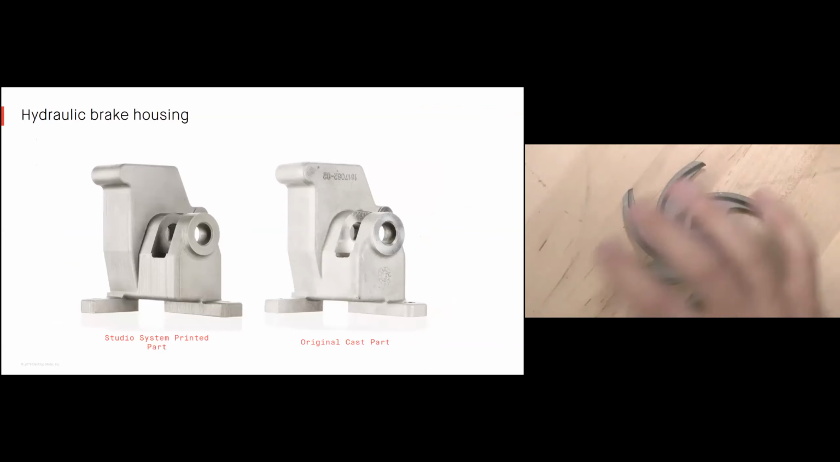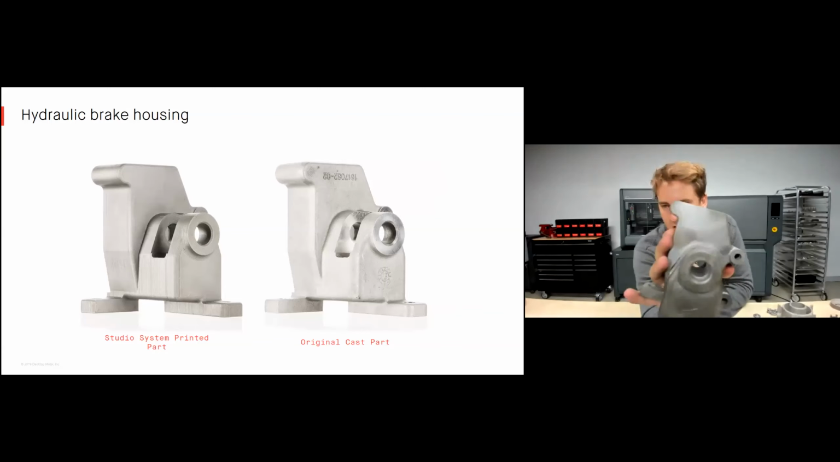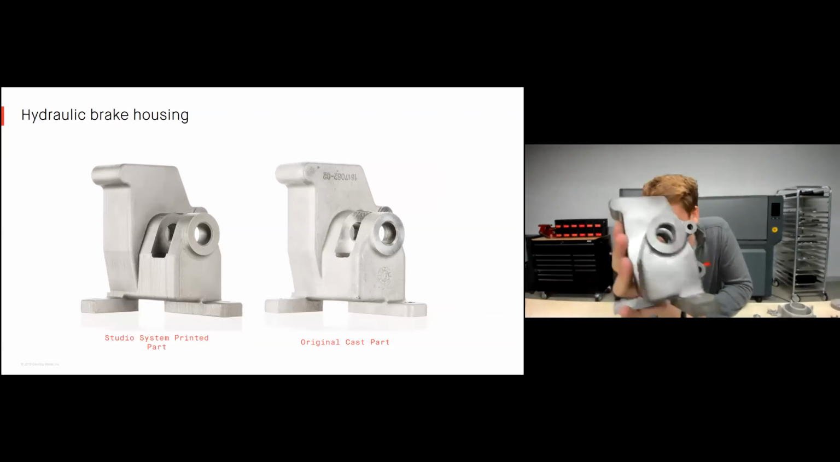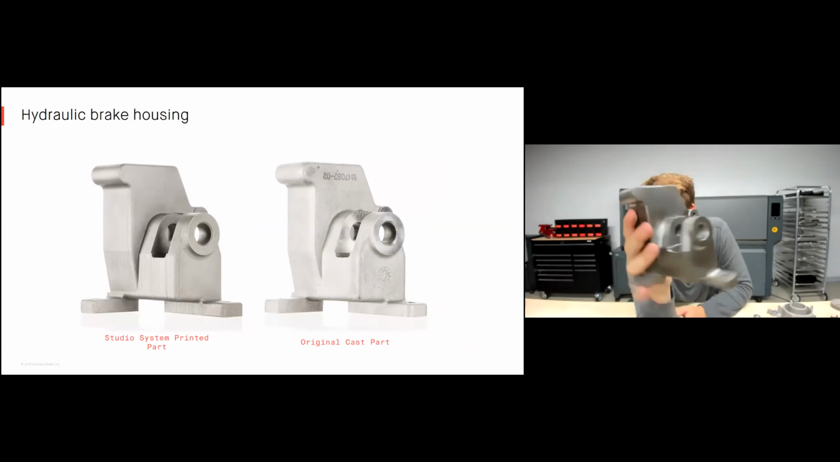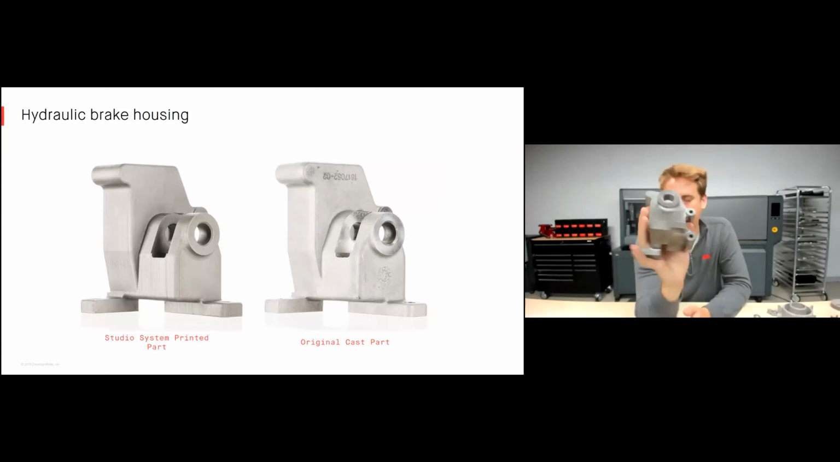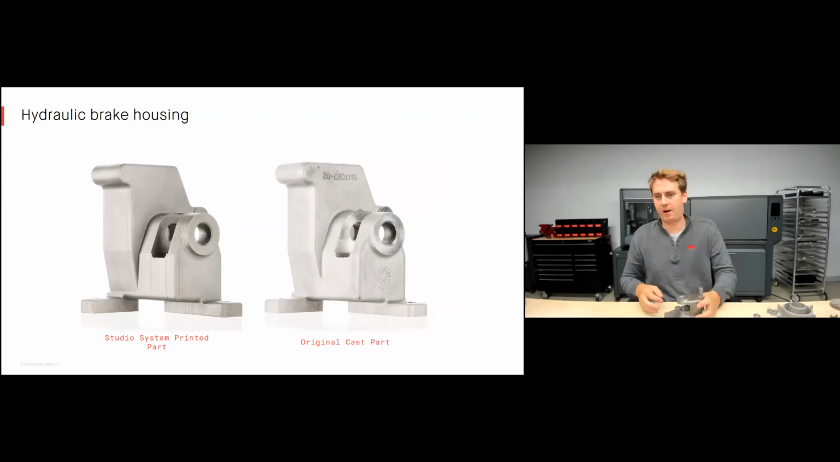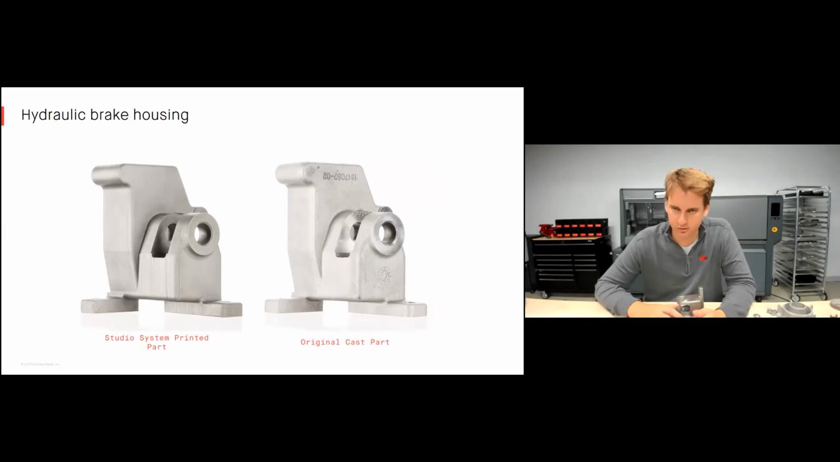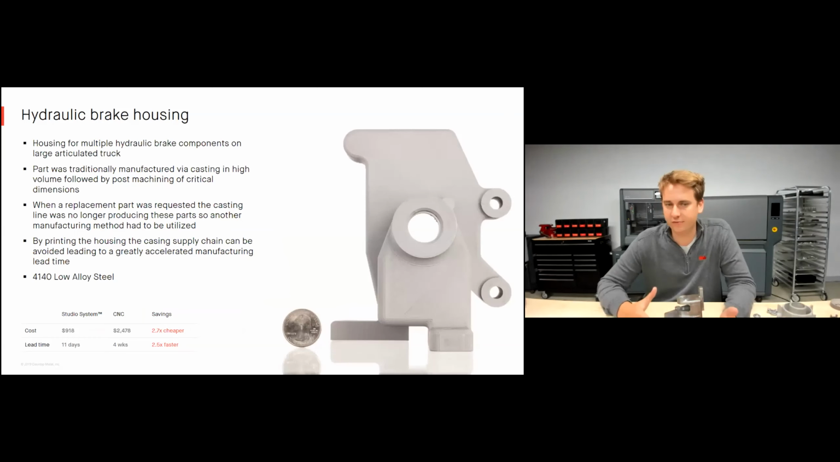Okay, hydraulic brake housing. So this is a great example of a part that, this one actually won't fit under my scope, so I'll flip my camera back to my front-facing camera. But this is a part that was an originally cast component that then needed to be replaced. They needed a replacement part, so they needed to find a new manufacturing method because they weren't going to go to a foundry just to produce 1 or 2 of these components. It's used for a hydraulic brake component on a large articulating truck, like a dump truck kind of.